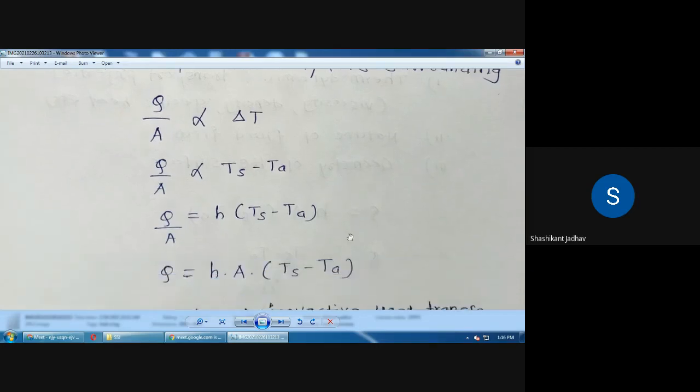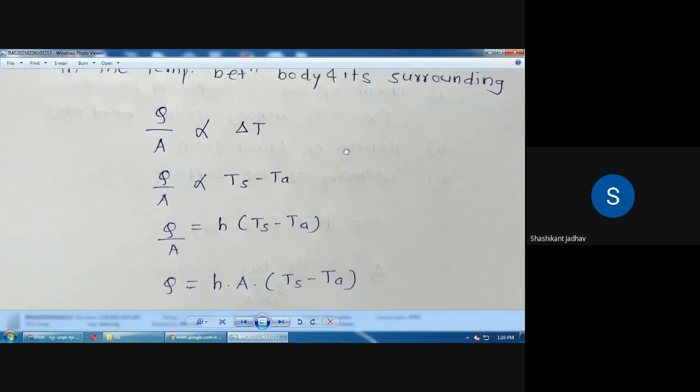So from that we get the equation of rate of heat transfer, Q is equal to H into A into Ts minus Ta. This is the equation of Newton's law of cooling. What is the equation for Fourier's law of conduction? That is Q is equal to K into A into dT by dx. And what is the equation for convection? That is Newton's law of cooling, Q is equal to H into A into Ts minus Ta.